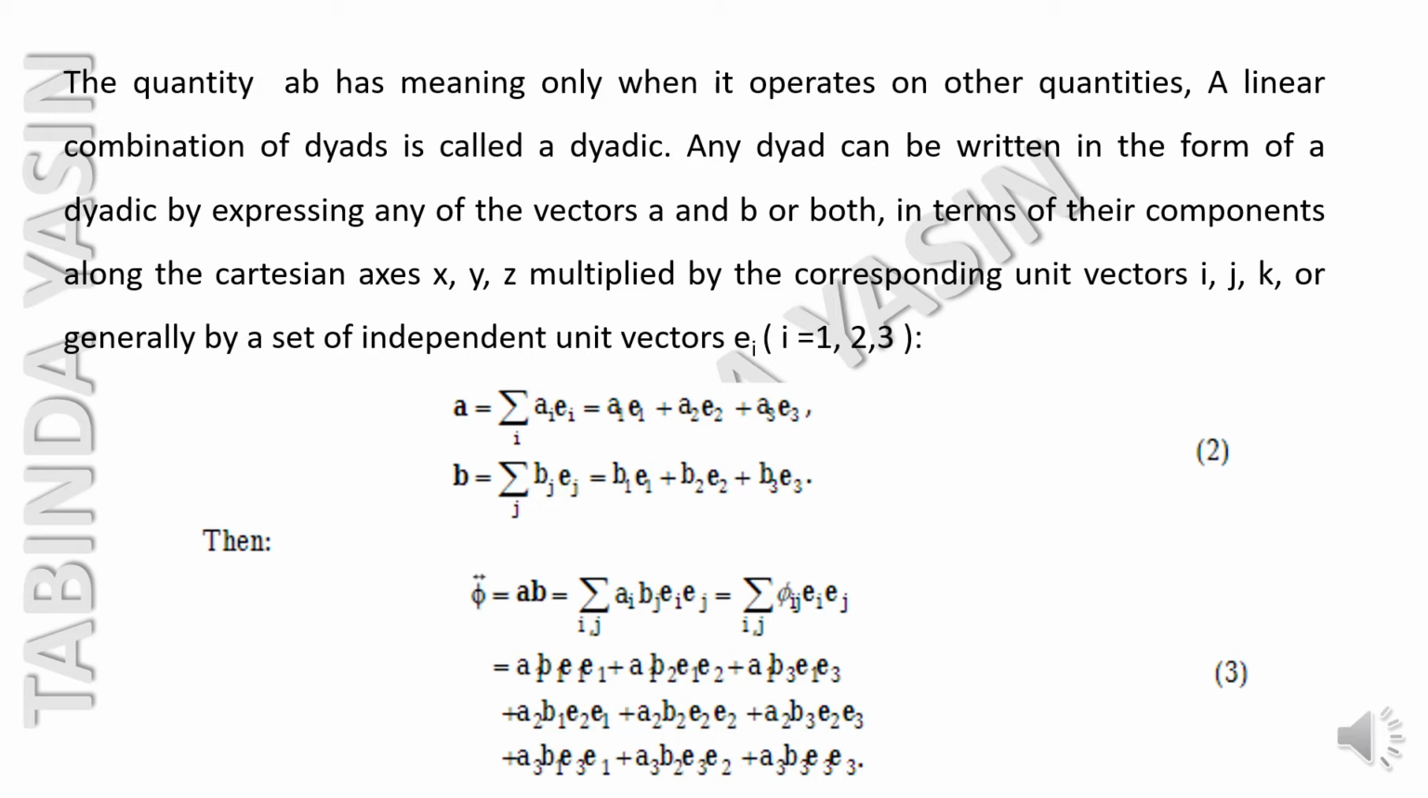So for that we write a1 b1 e1 e1 plus a1 b2 e1 e2 plus a1 b3 e1 e3 plus a2 b1 e2 e1 plus a2 b2 e2 e2 plus a2 b3 e2 e3. Now for the third coordinate, that is a3 b1 e3 e1 plus a3 b2 e3 e2 plus a3 b3 e3 e3. Those are all the components of the coordinates in the x, y, z or three-coordinate Cartesian system.